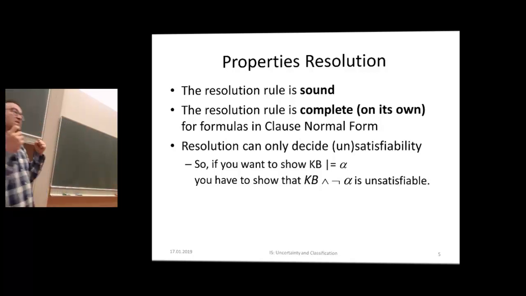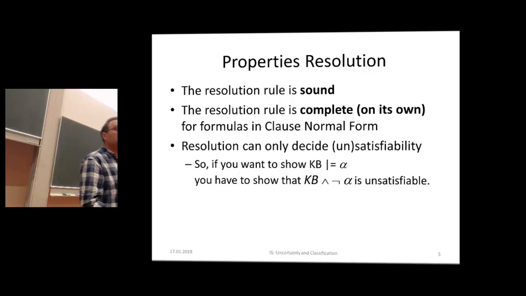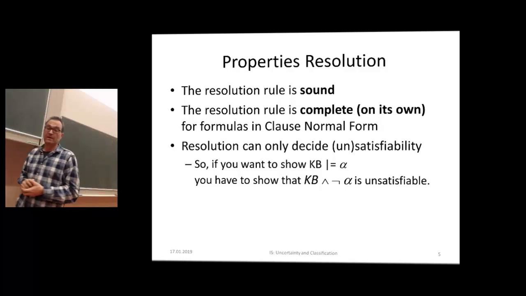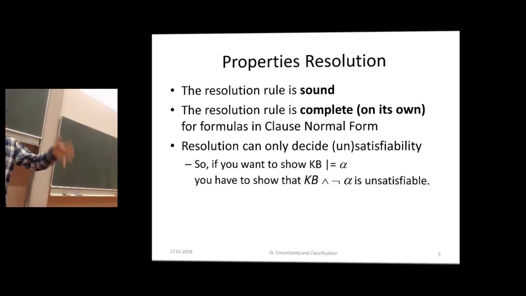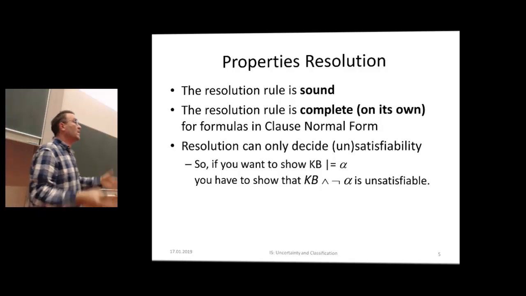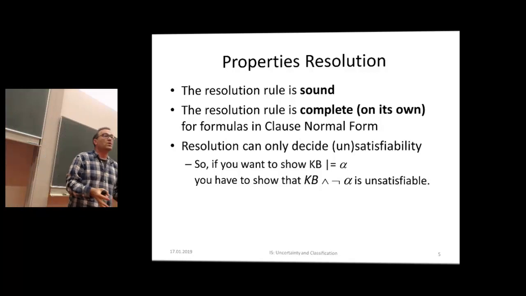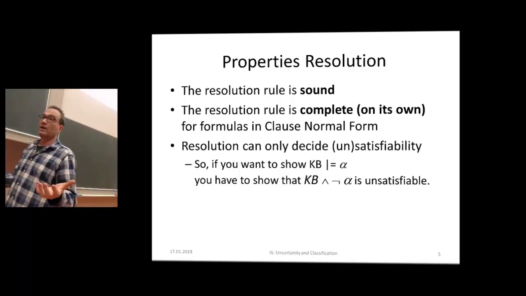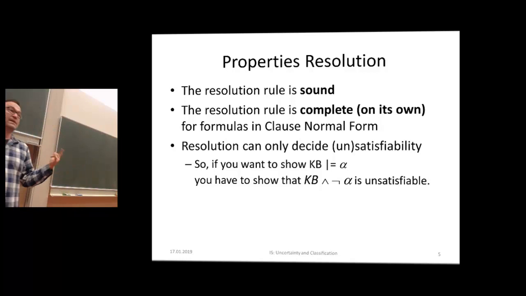So the only thing that you can decide for sure, because we don't have determination, is unsatisfiability. So we can prove that if we have a knowledge base, we transform it into closed normal form, we run resolution, we know that if it stops, that we find a contradiction, then I know that the formula has been unsatisfiable. That's the only thing you can do with resolution.